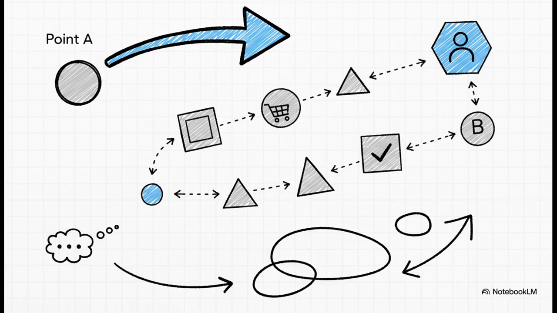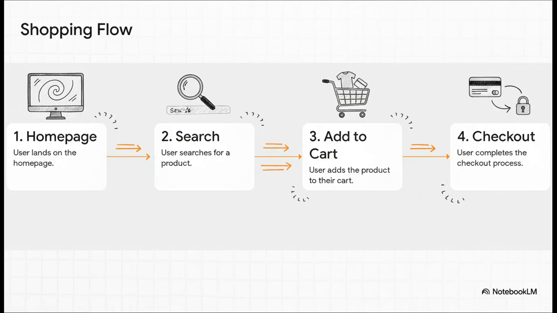Okay, so what is user flow mapping really? In the simplest terms, it's just figuring out and drawing out the exact sequence of steps someone needs to take to get something done. Think of it like a blueprint, or maybe a treasure map for their journey from point A to point B. Let's make this super concrete. We've all done this a million times, right? Online shopping. You land on the homepage. Then what? You search for something. You find it, you add it to your cart, and then you check out. See that? Each step just flows into the next. That's a user flow right there.